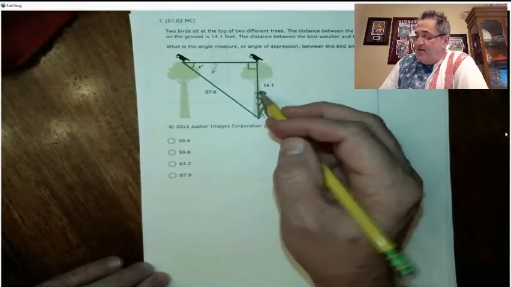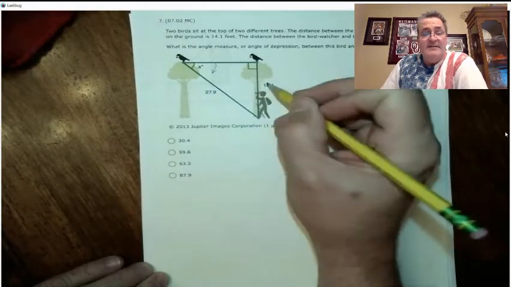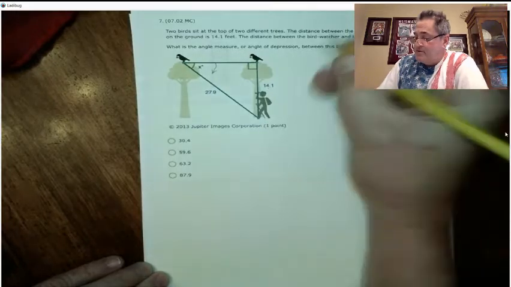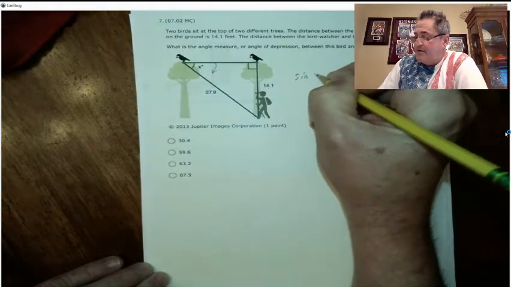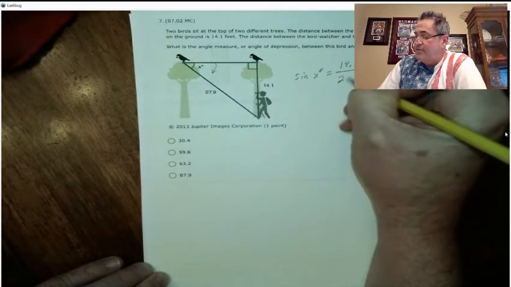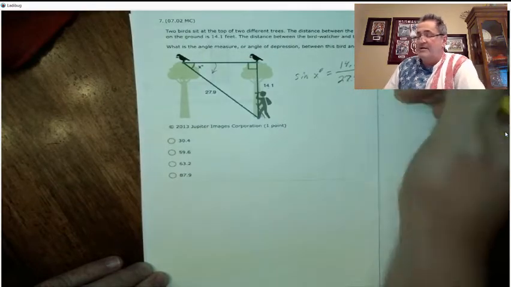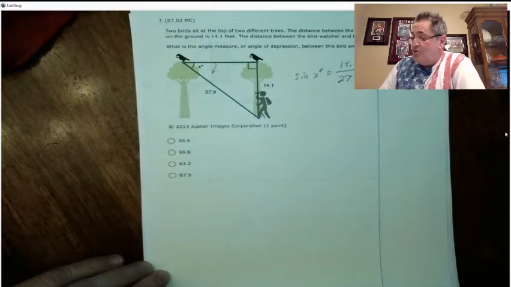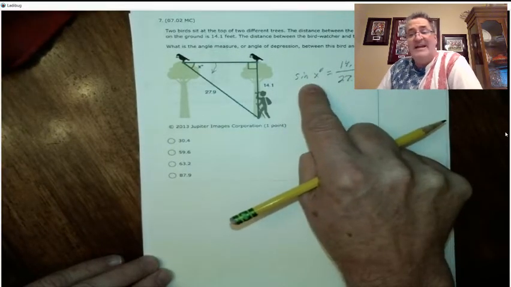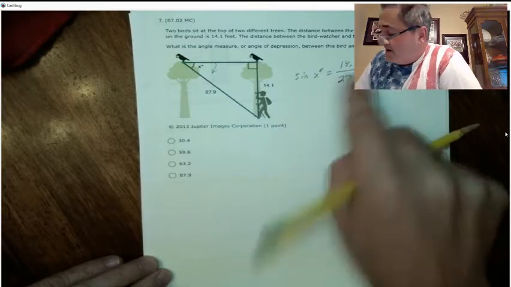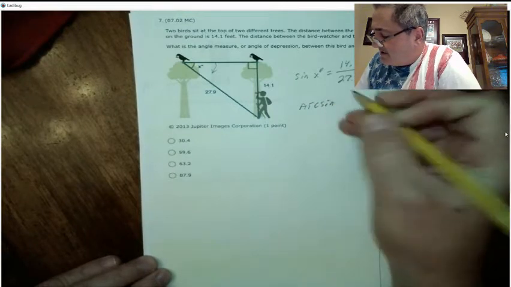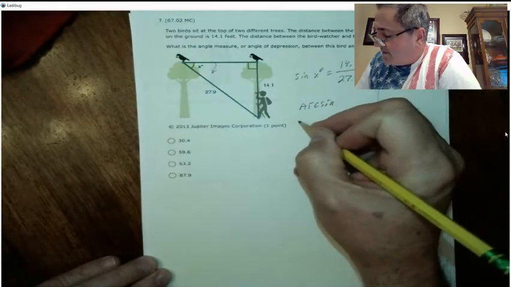Well, let's see. For that angle, this is the hypotenuse. And which side is this? Is that adjacent to the x or is it opposite? It is opposite. So the sine of x degrees would equal 14.1 divided by 27.9. Okay, so what is x degrees? We don't know, but we know what it equals. If we don't know what the angle is, but we know what the sine of that angle equals, then we can use the arc sine in some textbooks and calculators, or the inverse sine.